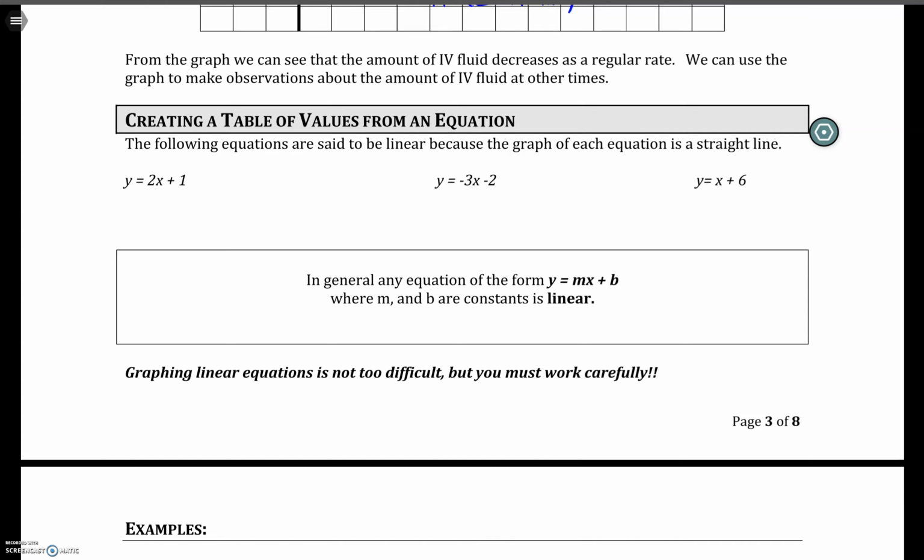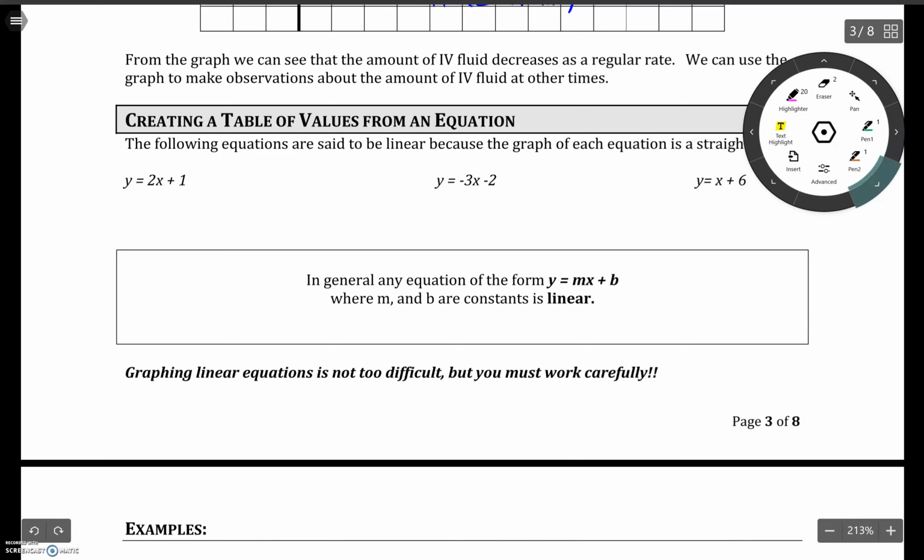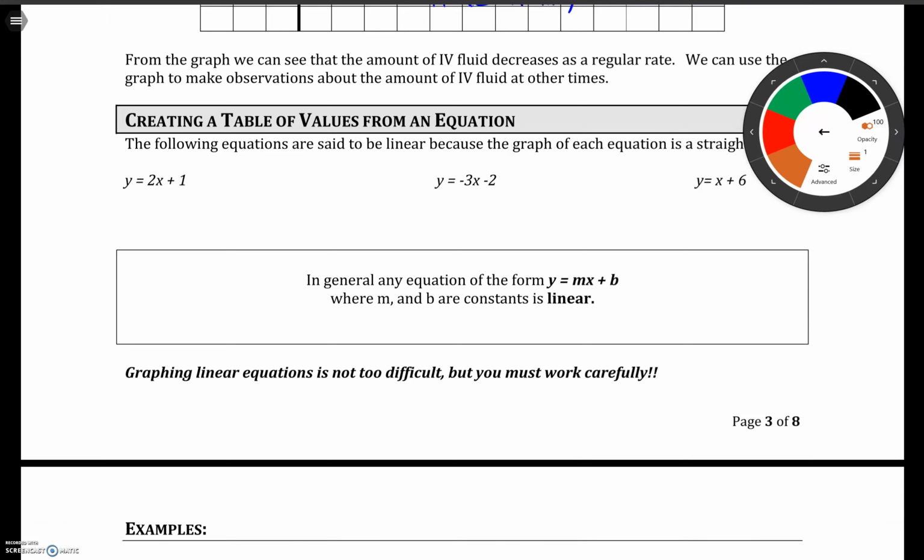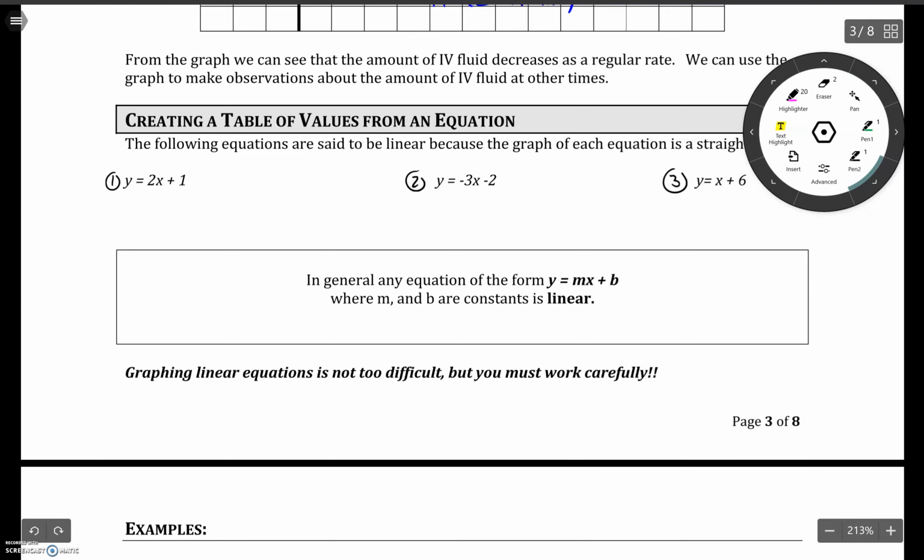Okay. This next video is going to look at creating tables of values and graphs from an equation. We're going to be looking at equations of lines to begin with. In a later module, we'll look at equations for exponential graphs. So the first thing that we should know is that each of these three examples that are listed here, equation 1, 2, and 3, are all equations of lines, okay?